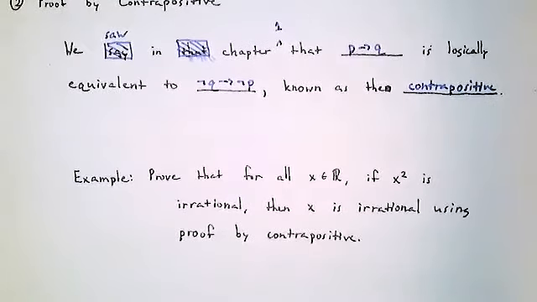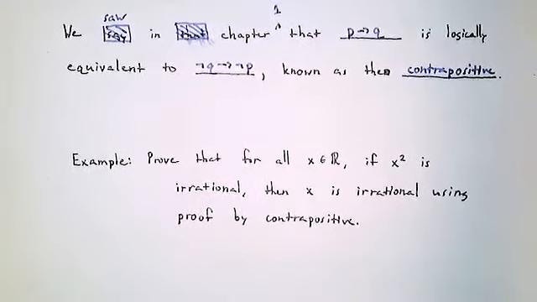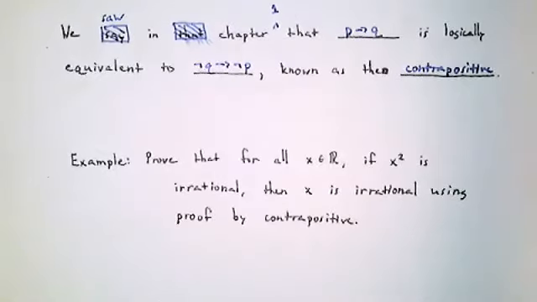Like in this example, that says, prove that for all x in the real numbers, if x squared is irrational, then x is irrational, using a proof by contrapositive. And this example has the same kind of difficulty that the last one did.